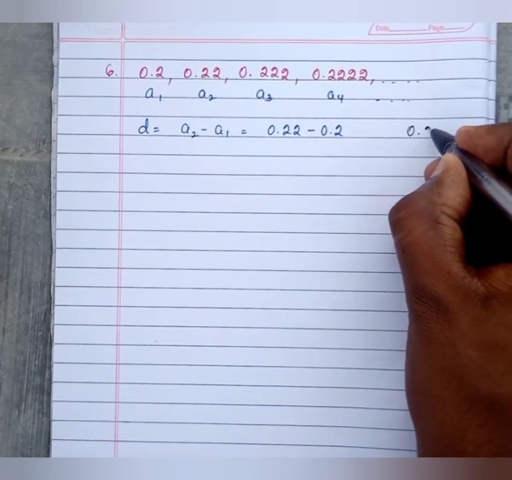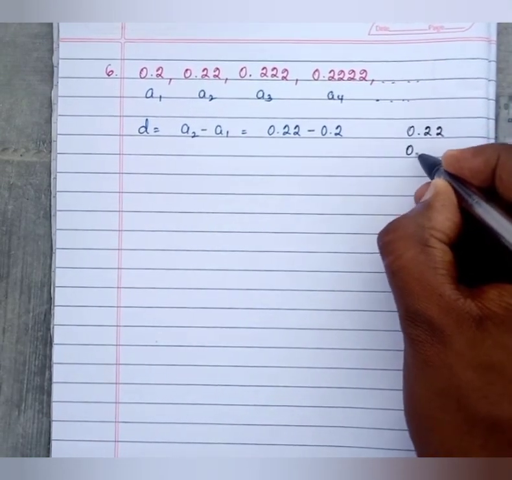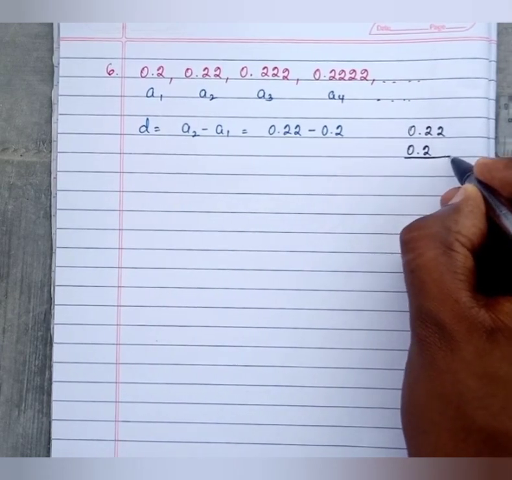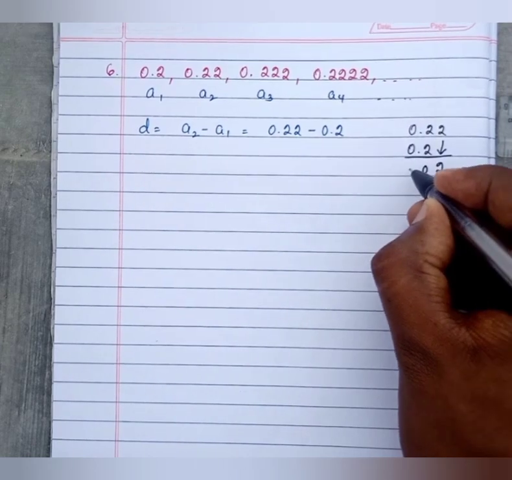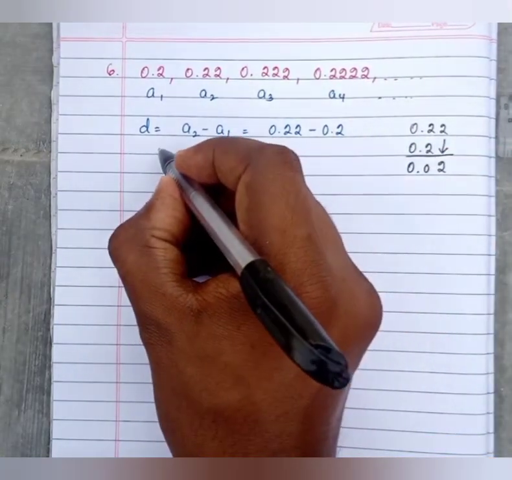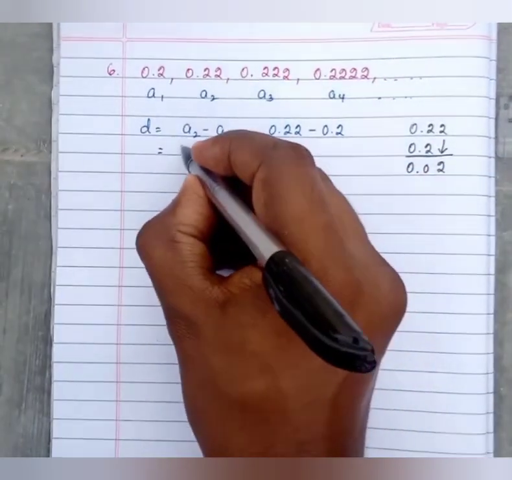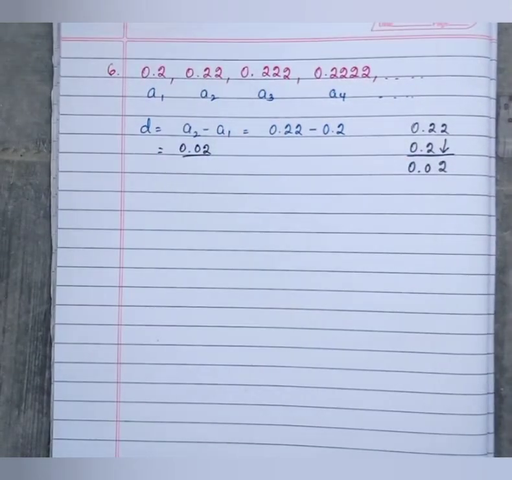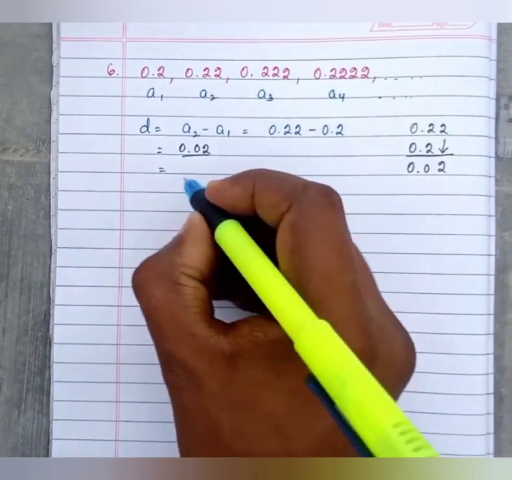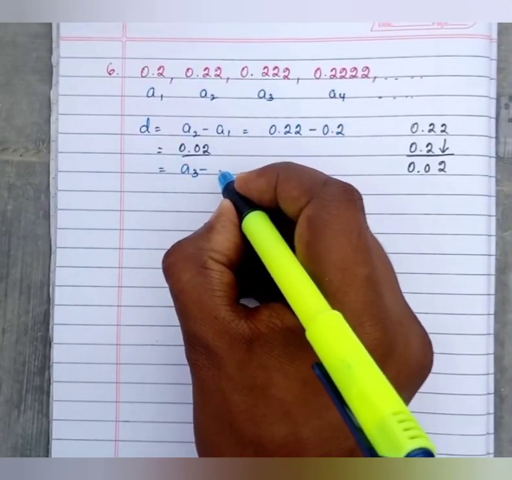What will we get for 0.22 minus 0.2? 2 as it is. 2 minus 2 is 0. Now point as it is. D equals what? 0.02. Now D equals A3 minus A2.